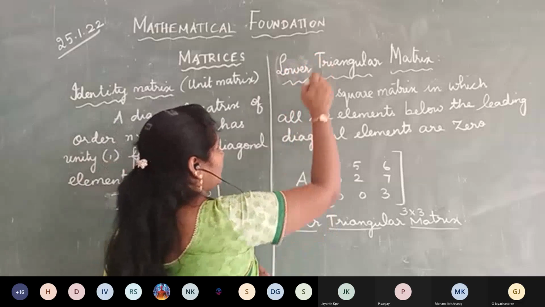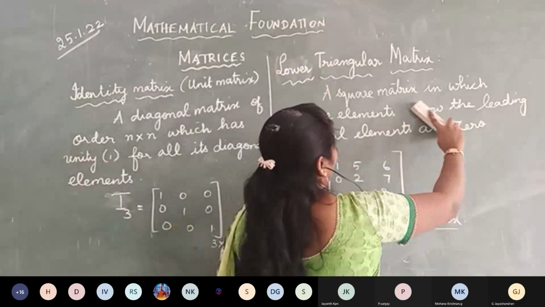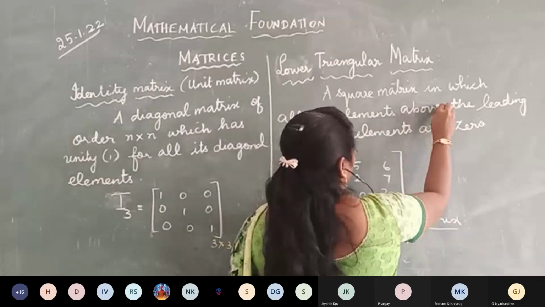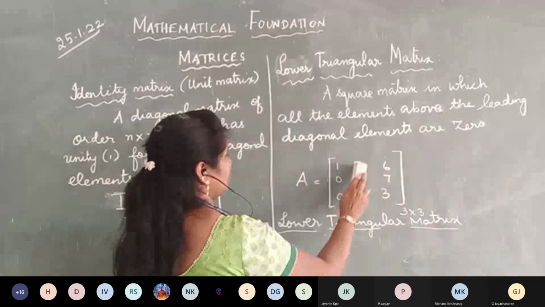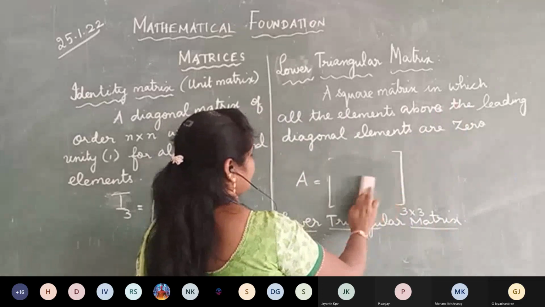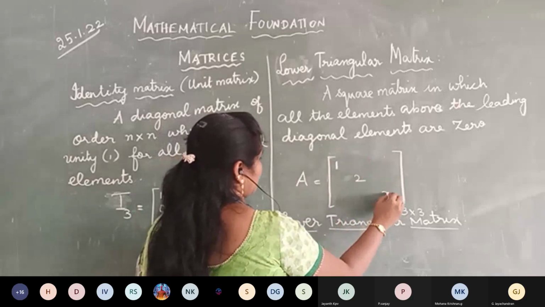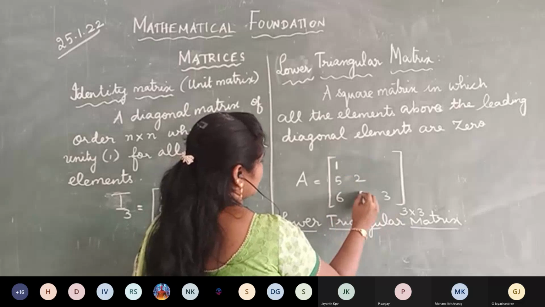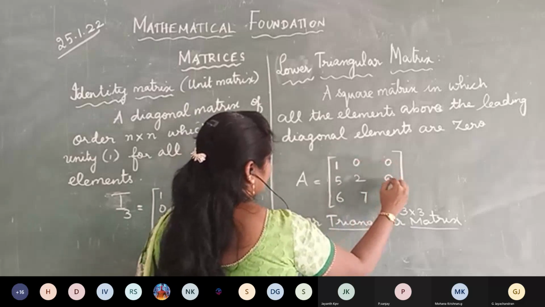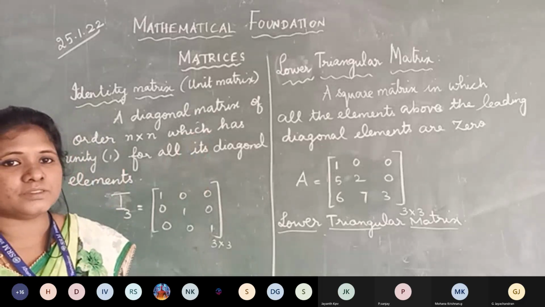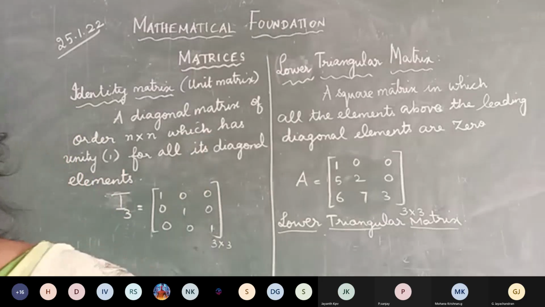So in your lower triangular matrix, a square matrix in which all the elements above the leading diagonal elements are zero. Okay, above. So when you take above, again I'll take 1, 2, 3, and here 5, 6, 7. Above your leading diagonal elements, if it is 0, then it is the lower triangular matrix. That is your lower triangular matrix.